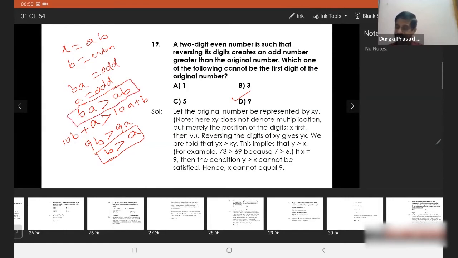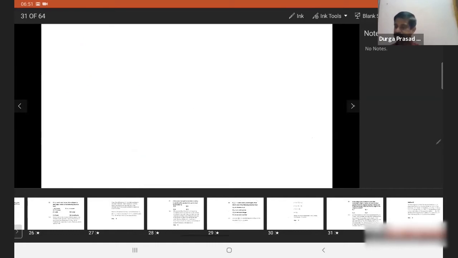Here I'm taking place values. A's place value is A into 1, B's place value is 10 into B. So the total number is this. Please note it quickly. Okay, I think you have taken the screenshot. Let us go to the next question.